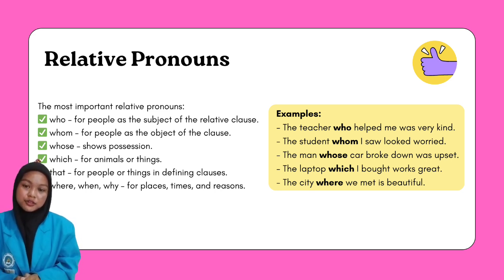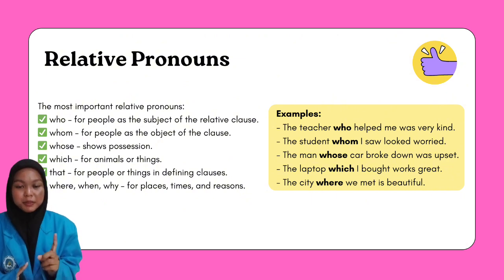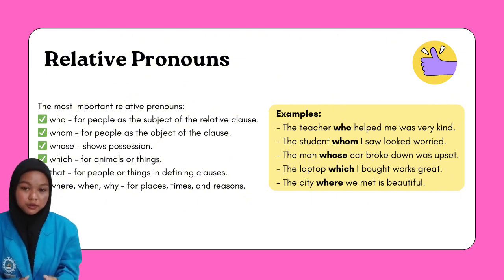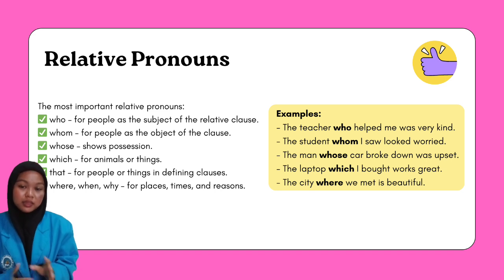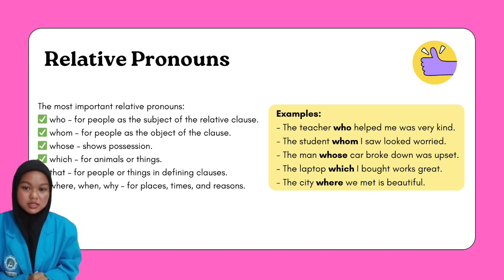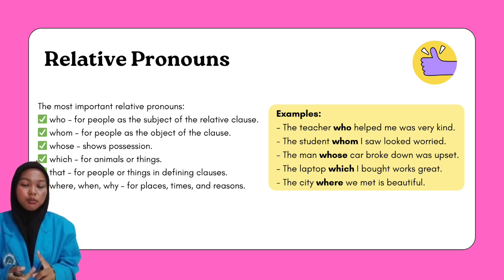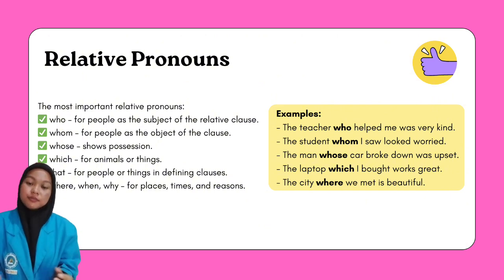They are, first, who. Who is for people as the subject of the relative clause. And then whom is for people as the object of the clause. And then whose shows possession. And then which is for animals or things. That is for people or things in defining clauses. And then there are also where, when, why, which are for places, times, and reason.